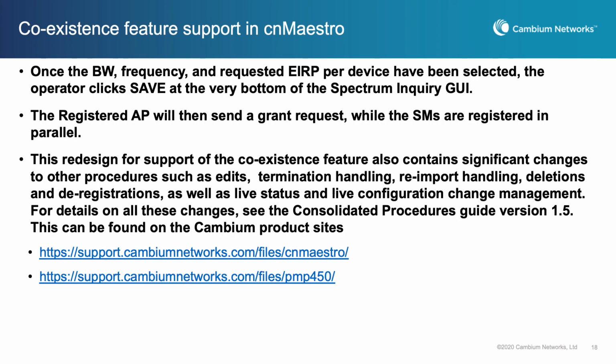So you've entered everything on that pop-up GUI and clicked on a Save button that was at the very bottom. Now the tool will go ahead and send a grant request for the registered AP while the SMs are registered in parallel. The remaining steps of the procedure are very similar to existing procedures. The cnMaestro redesign also involved a lot of changes and improvements to other CBRS procedures. For more details on those changes, see our CBRS Consolidated Procedure Guide on either one of these links provided at the bottom of the slide.